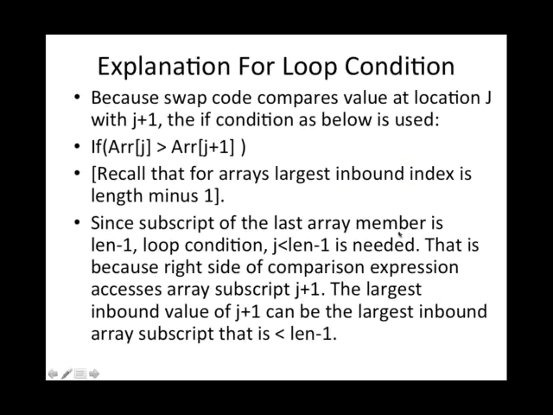So since the subscript of the last element is len minus 1, the loop condition j less than len minus 1 is needed. That is because the right side of the comparison expression, this one, has access to subscript j plus 1. So therefore, the largest inbound value of j plus 1 can be the largest inbound array subscript that is less than len minus 1. Okay? Len minus 1 is the largest inbound index. So j plus 1, because we are adding 1 to the j, has to be less than that, okay? That means j has to be less than len minus 2, okay? So that's the explanation for the loop condition.